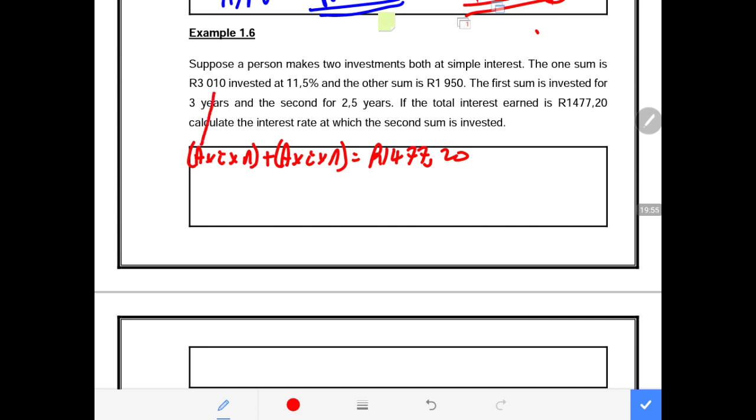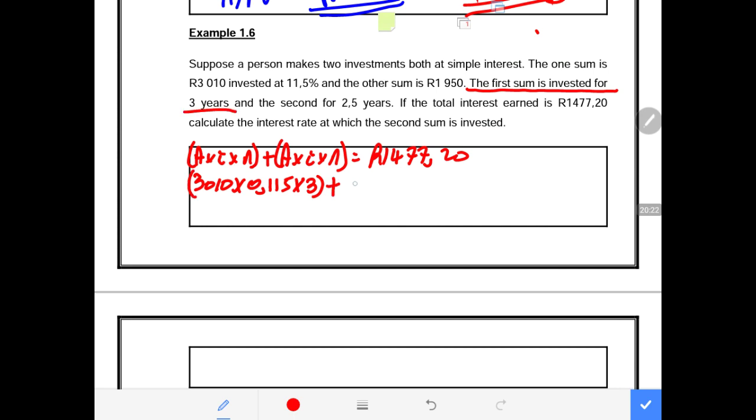The amount that was invested in the first investment is 3,010 rand. The interest is 0.115, which is 11.5%. Remember, I can say multiply by 11.5 over 100 times by 3, because the first investment was invested for a period of 3 years. So I multiply by 3.